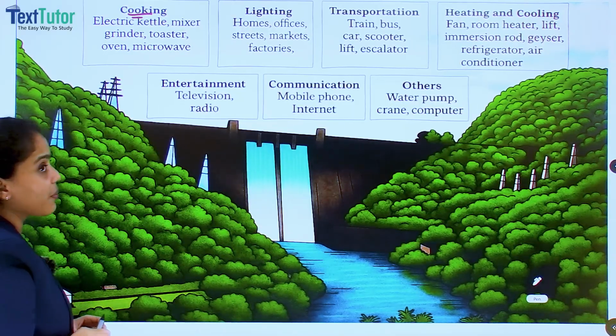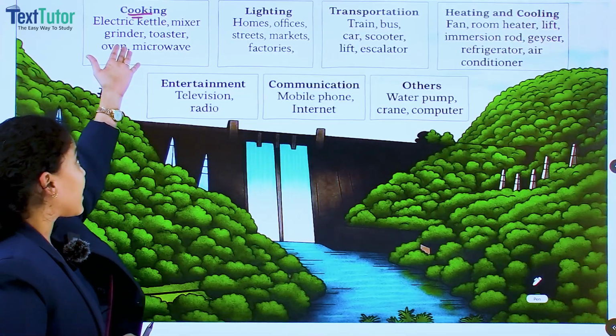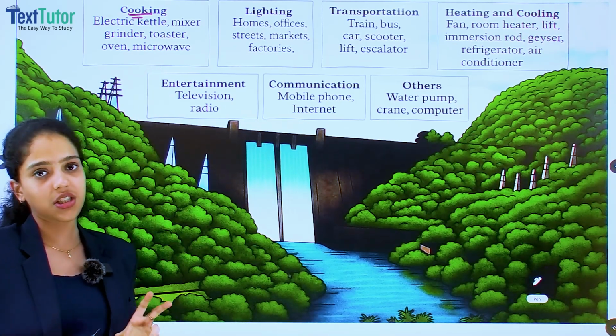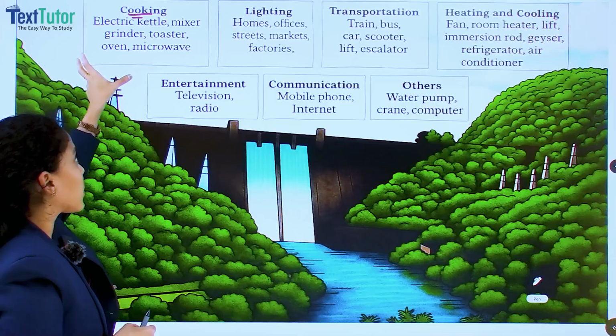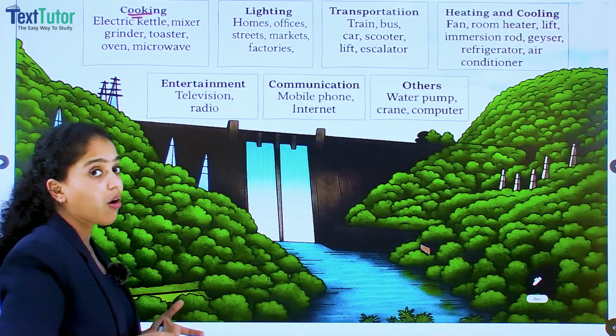And the microwave also uses electrical energy. These are the equipment that use electrical energy for cooking food. Okay, the first heading they made is cooking. For cooking we use an electric kettle, mixer grinder, toaster, oven and microwave.